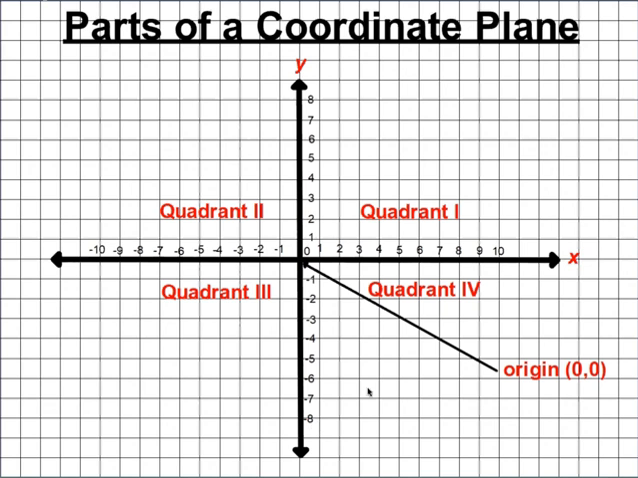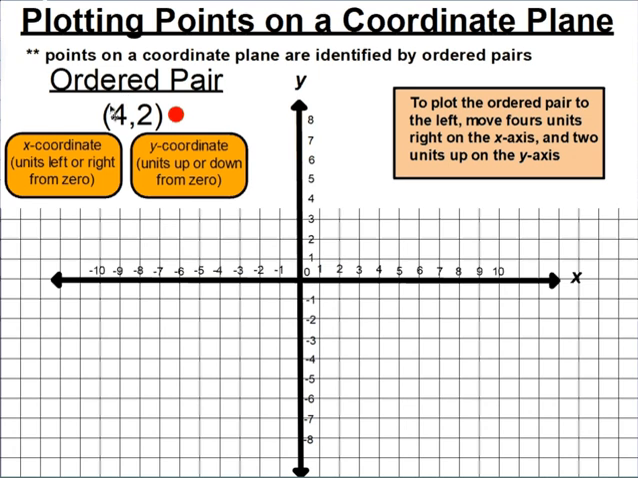Now let's use all of this information to start plotting points on the coordinate plane. Points are written by putting two numbers inside of parentheses just like this with a comma between them. And that's called an ordered pair. A pair means two, so an ordered pair is two numbers in parentheses that we use to find a location on a coordinate plane. The first number is called the x-coordinate, and that helps you figure out whether you should move left or right on the x-axis. The second number is called the y-coordinate, and that tells you whether you should move up or down on the y-axis.